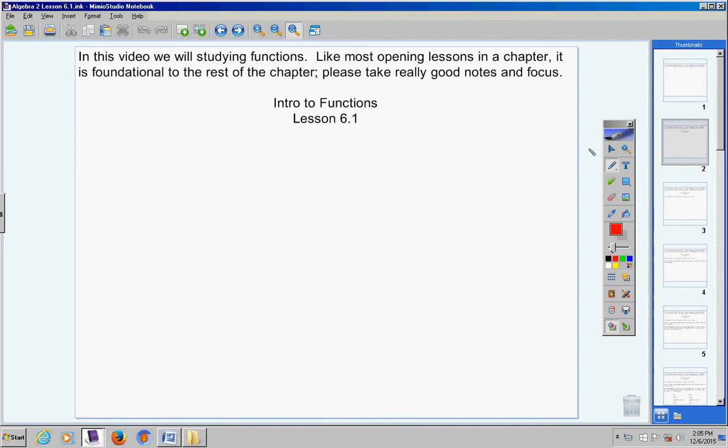Your heading for today is Intro to Functions, and your lesson number is 6.1. Be sure and include today's date also, okay? So, Intro to Functions, lesson 6.1. Be sure and include today's date.